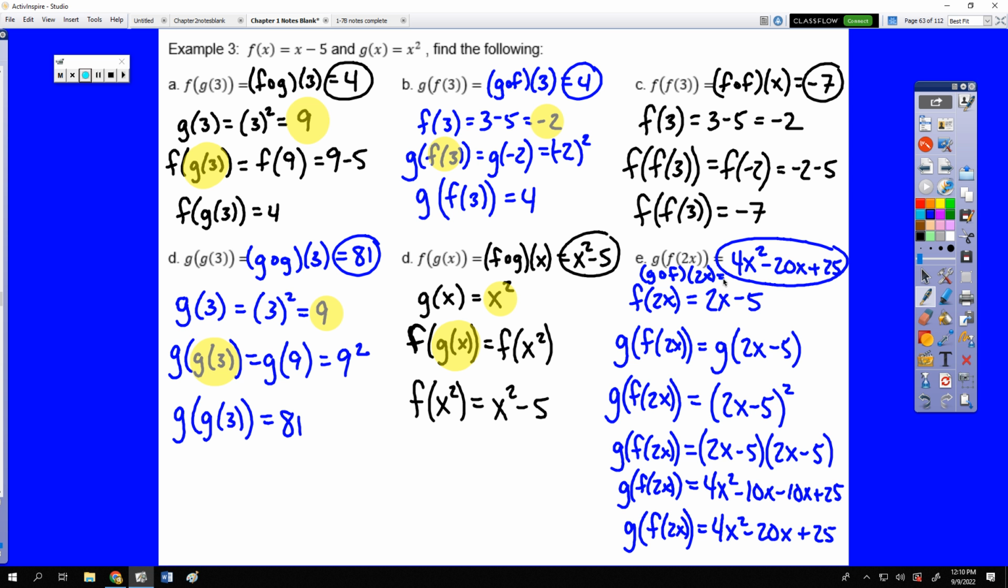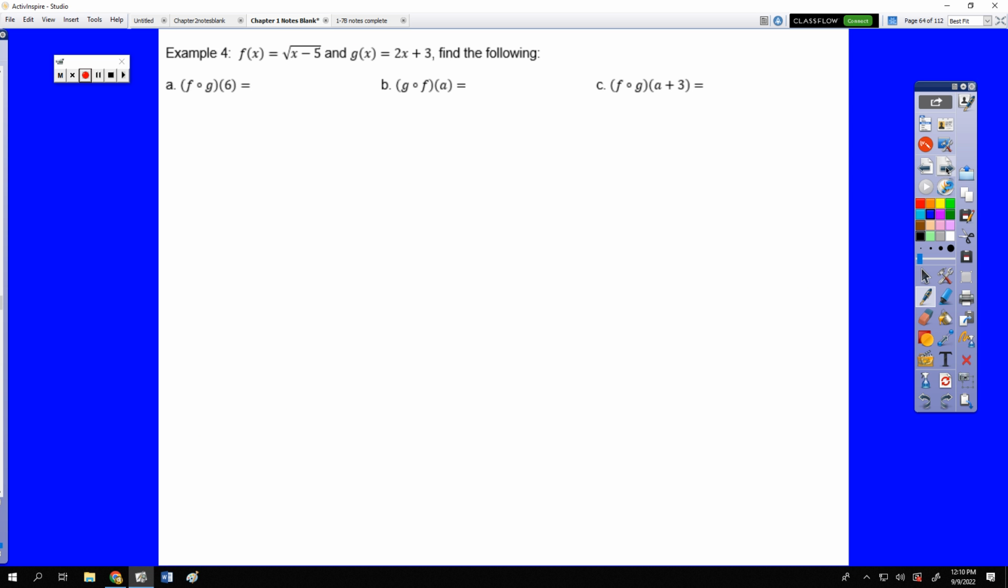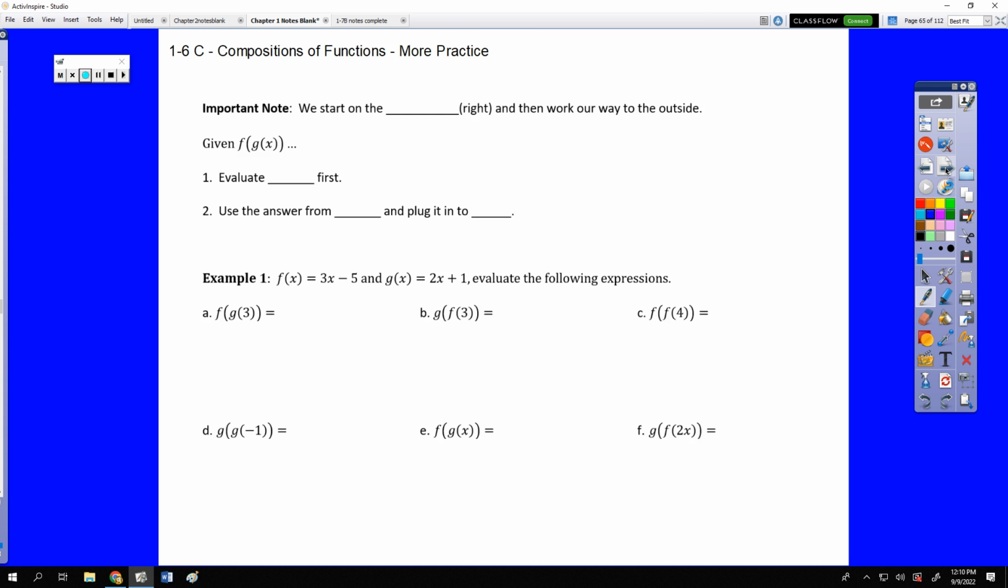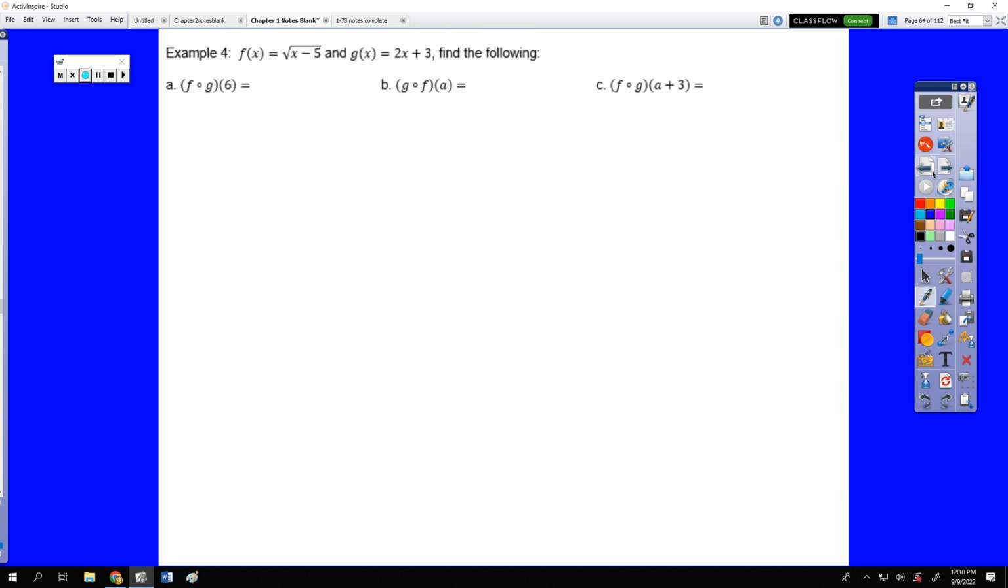Okay, so example 4 is more of the same with some more complicated functions, and I believe that example 4 is the last part of this note, and it is. Okay, so when we want to do f of g of 6, we do g of 6 first. Remember, this could be written as f of g of 6. Okay, so do g of 6, which would involve plugging a 6 in for x in g of x. So g of 6 would be 12 plus 3, or 15.